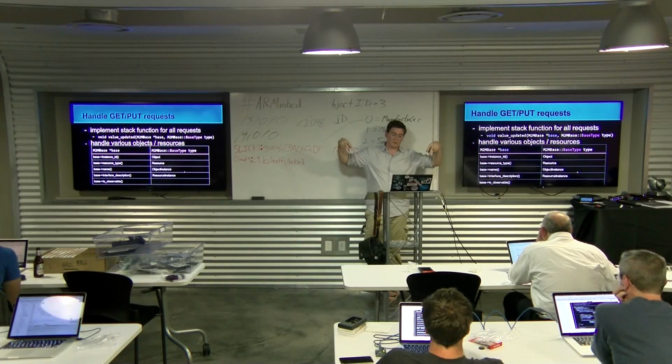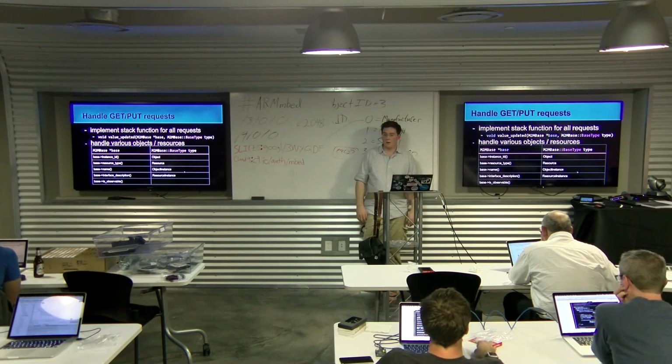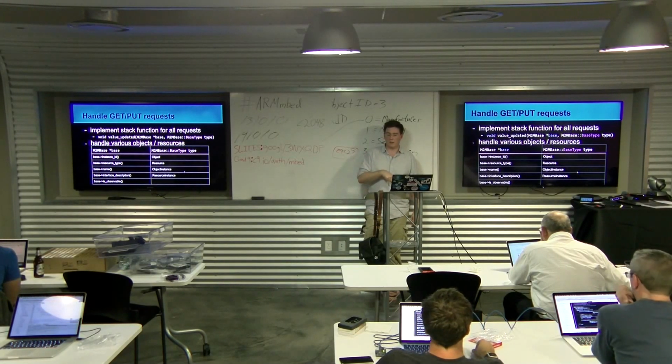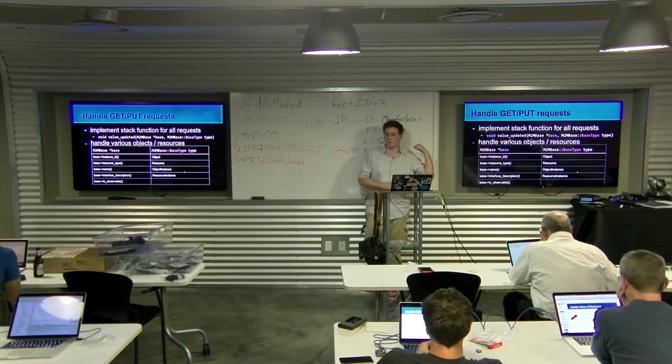You pass in two things to it, the base and the base type. Type tells you if it's object resource, object instance, and the base tells you what you can do to it. This is going to be a really handy table of reference here when we start looking at the source code a little bit further on.